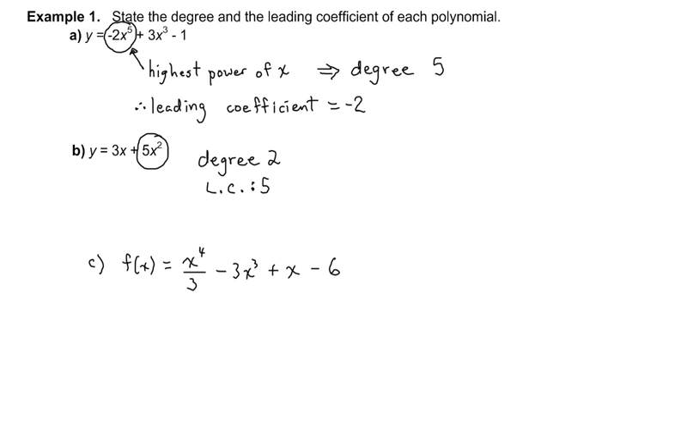And it's not hard to see here that the term that contains the highest power of x is this one right here. So this would give us a polynomial function of degree 4. And the leading coefficient may not be as obvious. Technically speaking, that would be 1 divided by 3 as the numeric coefficient. So the leading coefficient here would be 1/3.